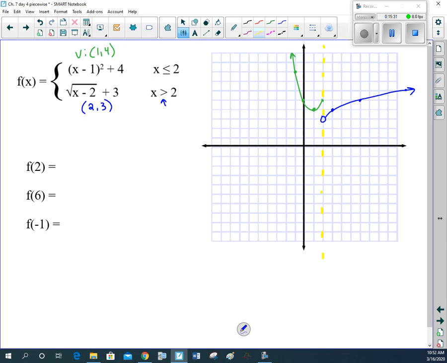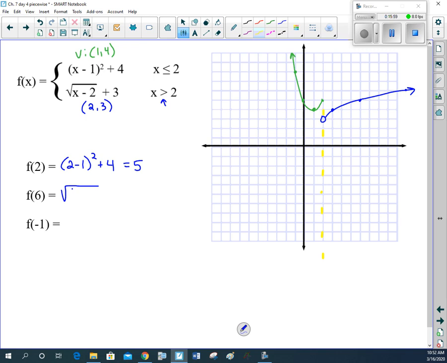F of 2, you would put the 2 in the top equation. You would go 2 minus 1 squared plus 4. That's where it fits in the boundary line. 1 plus 4 is 5. Well, let's just go see if that really is true. Come over here to 2, 1, 2, 3, 4, 5. So, yep, it matched up. So that worked.